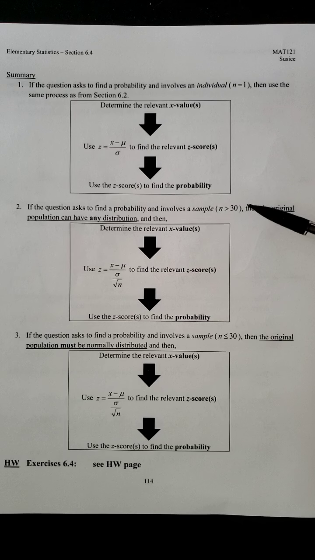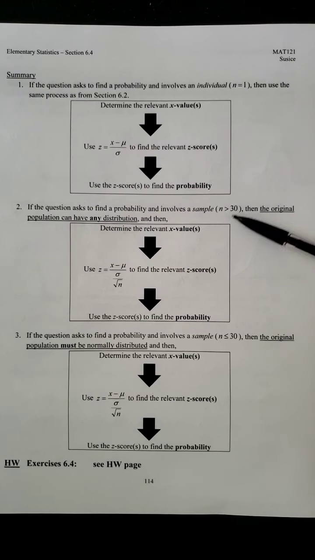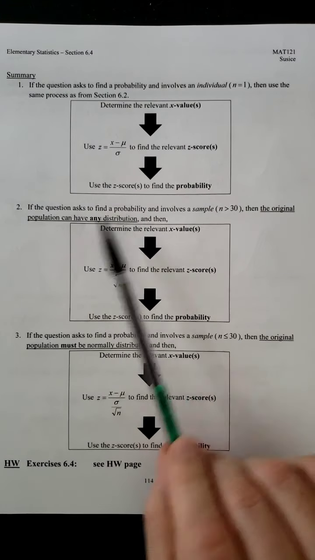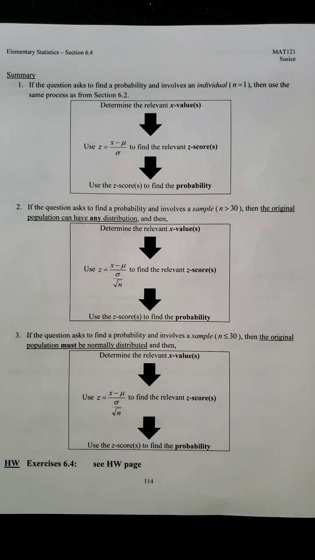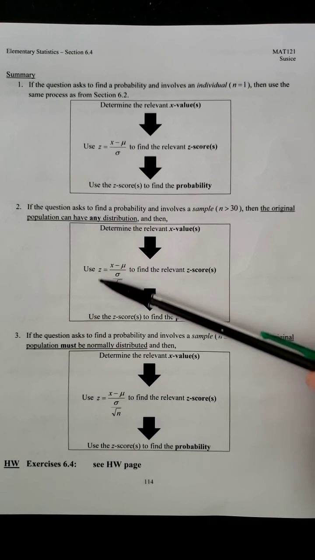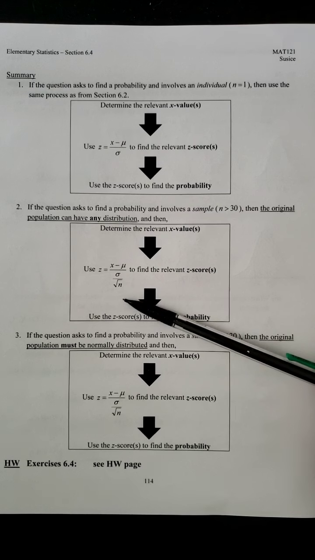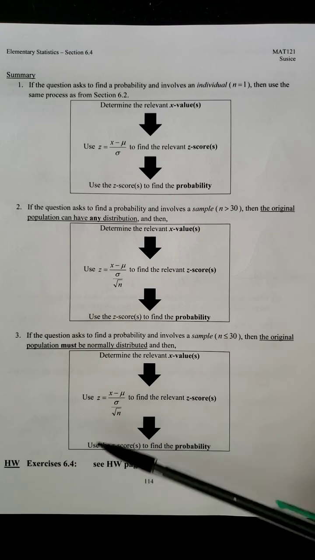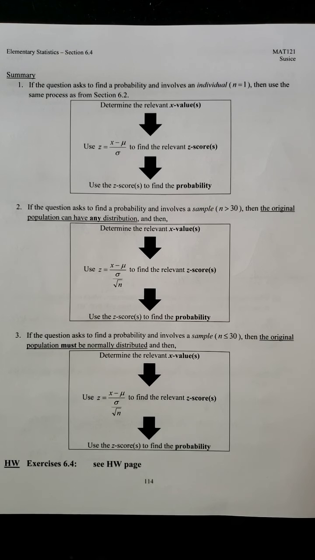But when we have sample scenarios, so if n is greater than 1, or in this case, if n is greater than 30, then the original population can have any distribution we want. And in that case, we can apply the central limit theorem to the problem. So we find our x values, we change them to z-scores using our modified z-score formula, because n is not 1, and then we go to our table and find the probability. So use those z-scores and find the probability.